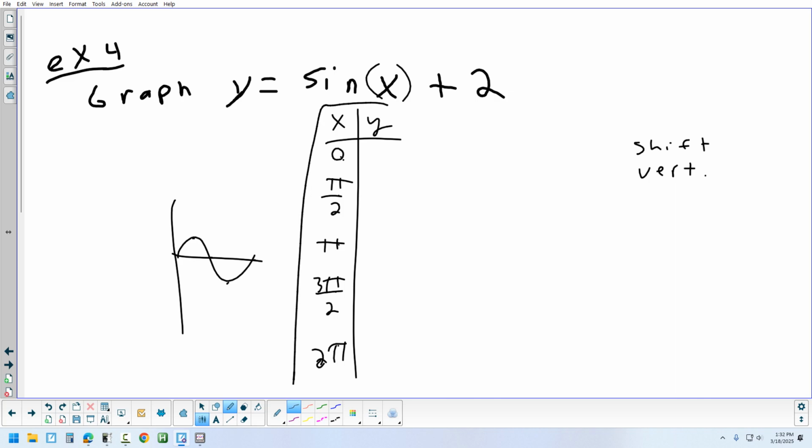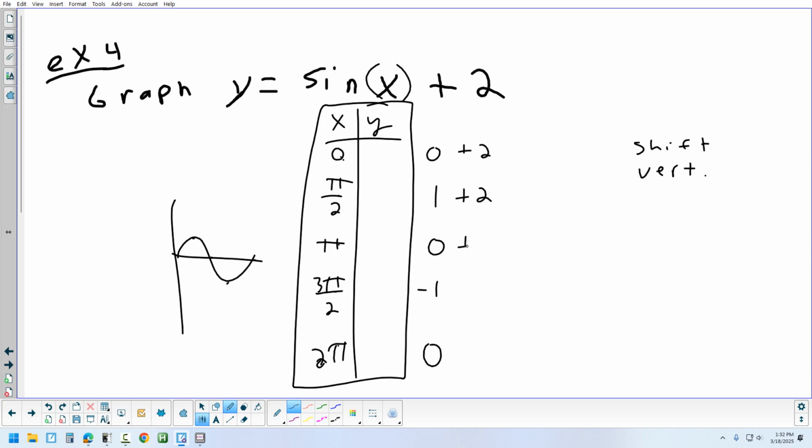Okay, let's make our box where we're going to put the answers. Somebody tell me my original y values for sine: 0, 1, 0, negative 1, 0. And then you add 2. Right, we don't do the opposite. You're going to do a plus 2 to all your y values.